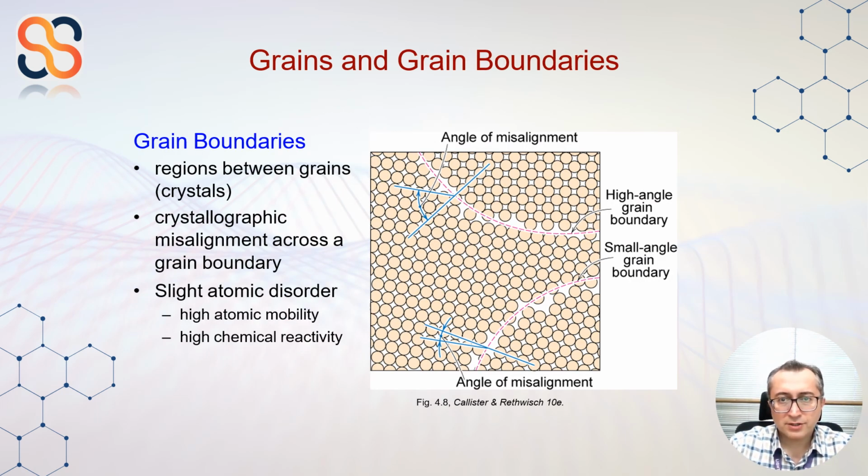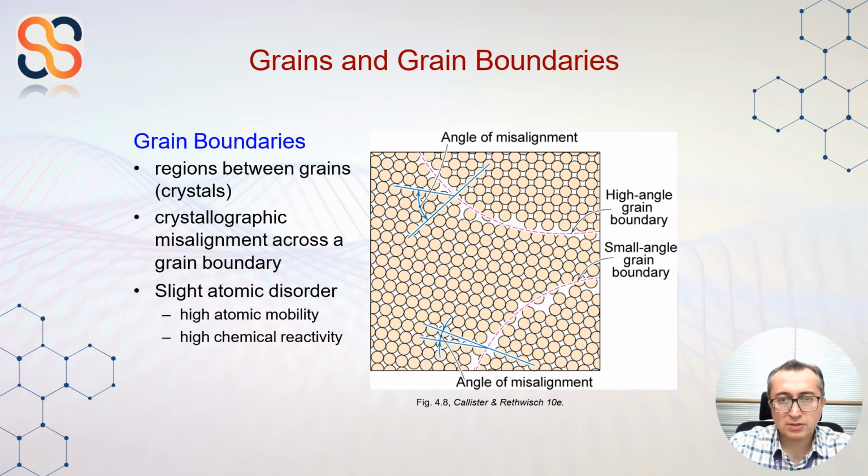Now, let's talk about grains and grain boundaries in detail. When we look at a solid material, it is not just made of one giant crystal. It is composed of many smaller crystals called grains. So, how about the grain boundaries? These are the regions where two grains meet. Here, you can find some misalignment in the crystal structure. This means there is a bit of atomic disorder at these boundaries.